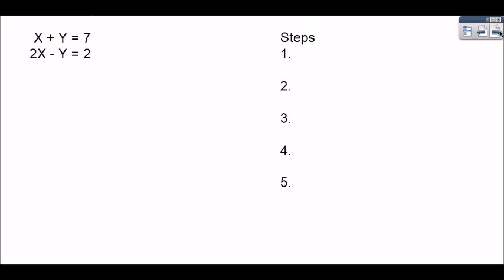So there's 5 steps to doing the elimination method. The first step is to make sure that we line up x, y, constant. For this example, they've already done that for us. The second step is to make sure that in front of one of our variables, it doesn't matter which one we choose, that they have the same number. So this has a 1 and a 2, this has a 1 and a 1.